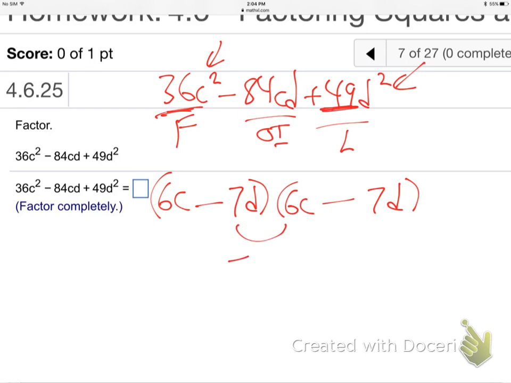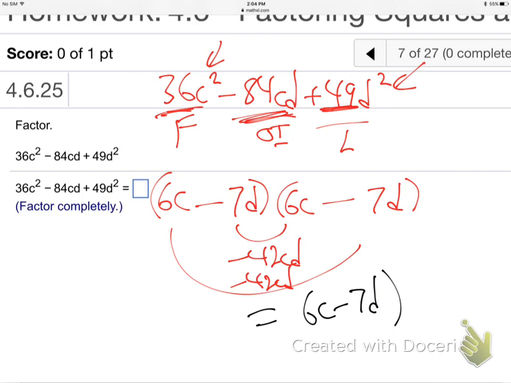So this will be 6 times 7 is minus 42CD. Again, 6 times 7 minus 42. That does make the middle minus 84. It's all good. This is the same thing twice. So (6C minus 7D) squared. There we go. Not bad, right? Getting easy? All right, I'm going to move on.